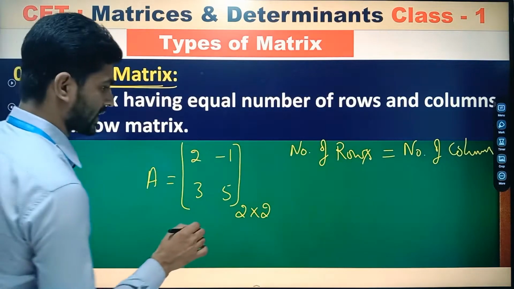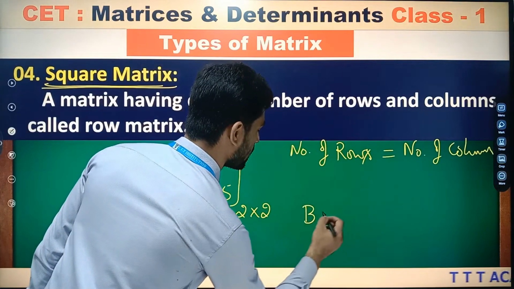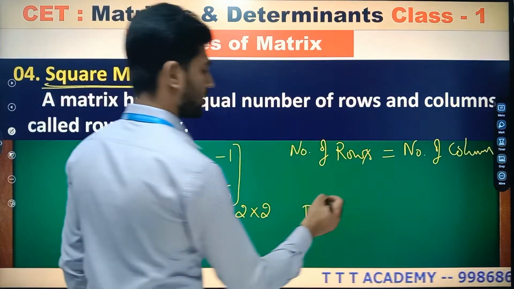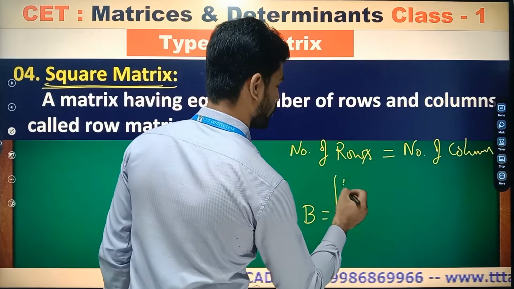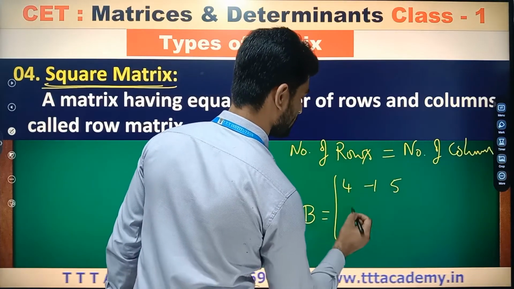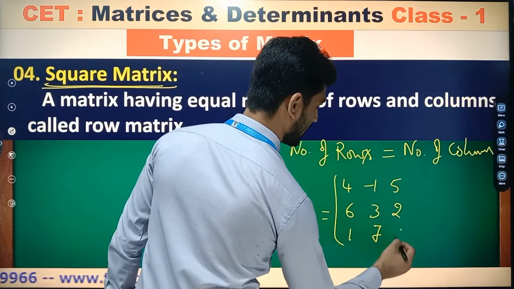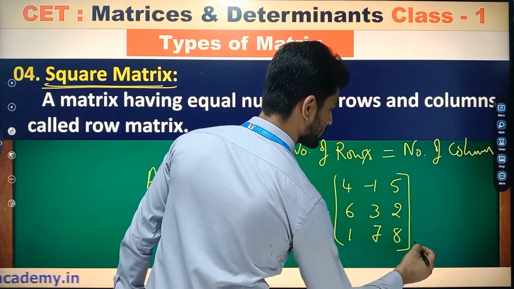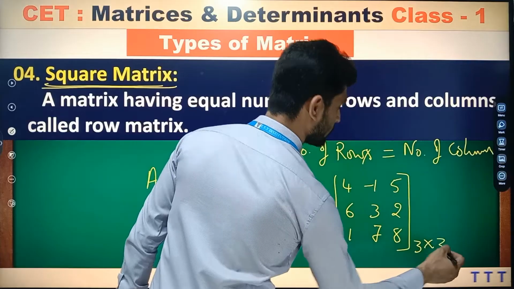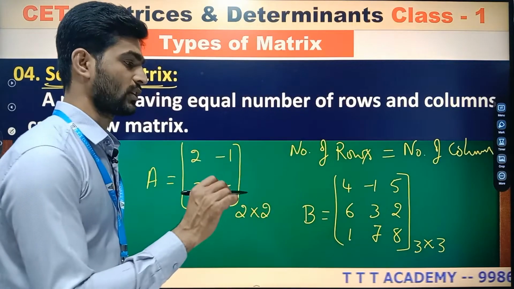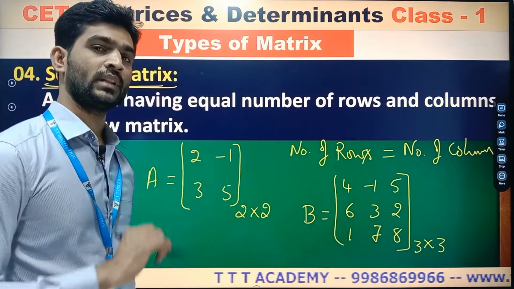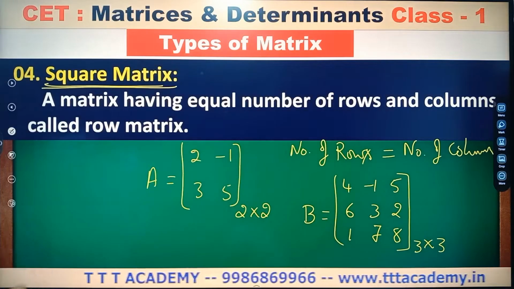Next, another example, if you want, you can take B equal to, suppose, 4 minus 1 5 6 3 2 1 7 8. This is a matrix which has 3 rows and 3 columns. Again, the number of rows is equal to the number of columns, 3 into 3. This is also an example for a square matrix.